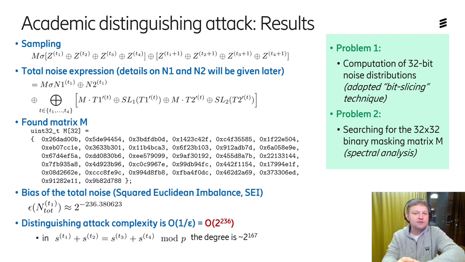This way, we achieved an academic attack on ZUC that is 2 to the power 20 times faster than exhaustive key search. There are only two problems remaining as noted in the green box. The first problem is how to compute those 32-bit noise distributions for N1 and N2 noise variables, the exact expressions for which will be given on the next slide. And the second problem is how we actually found that linear masking matrix M that gave us the large bias of the total noise.